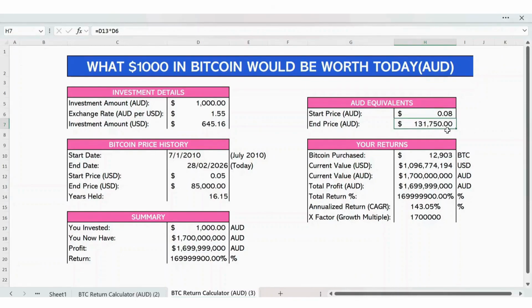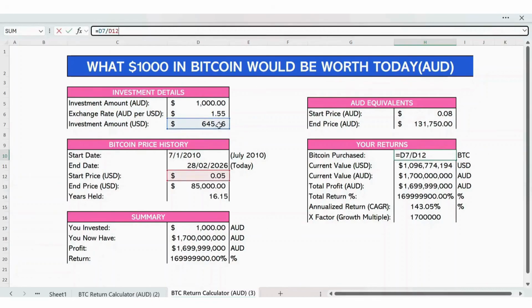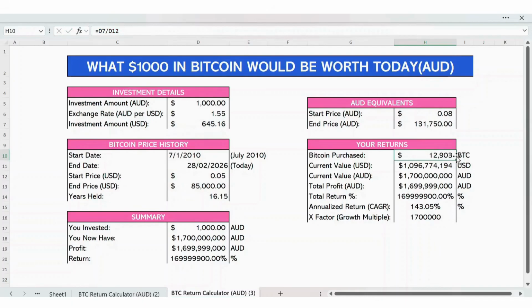Now here's where it gets crazy. Cell H10 shows how much Bitcoin we would have bought. D7 divided by D12, our 645 USD divided by the 5 cent price. That gives us 12,903 Bitcoin. Think about that. From 1,000 Australian dollars, you'd own nearly 13,000 Bitcoin.